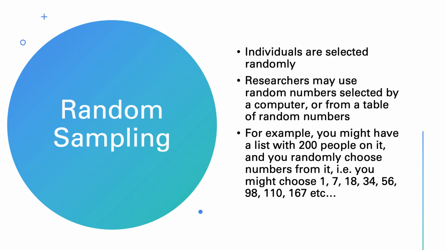Now the thing with random sampling is you don't always know who you're going to be choosing. For example, you might randomly choose people and it just so happens that they're all male, or they're all female, or they're all a certain age. That's the downside to random sampling. You can't be specific as to who you want, because you're randomly choosing people and you could end up with anybody. And then that can affect the validity and the reliability of your findings.